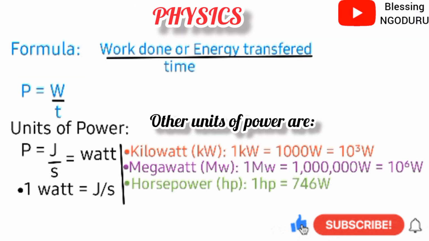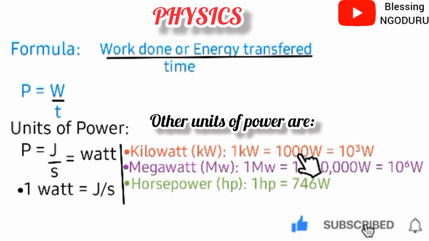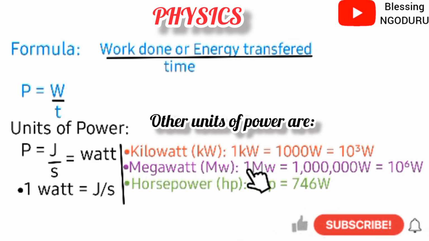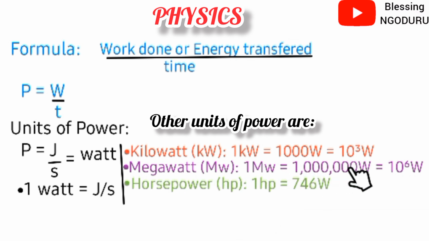Other units of power are the kilowatts, where 1 kilowatt is equivalent to 1000 watts. That is 10 raised to power 3 watts in standard form. Another unit of power is the megawatt, where 1 megawatt is equivalent to 1 million watts. In standard form, it is 10 raised to power 6 watts. Another unit of power is the horsepower, where 1 horsepower is equal to 746 watts. All these are units of power.